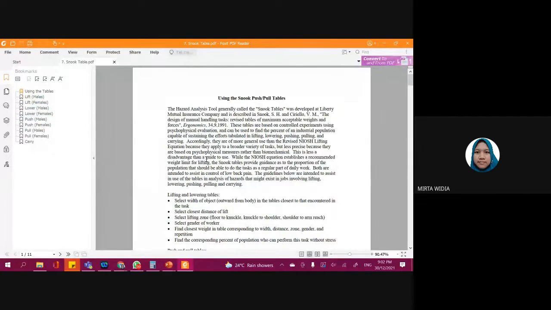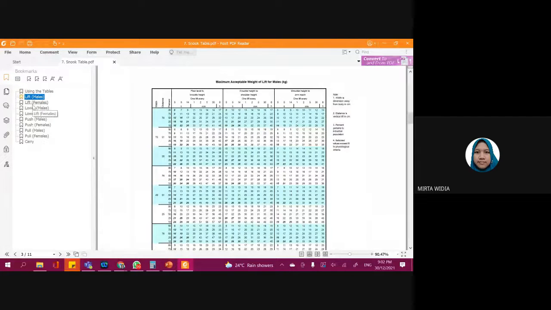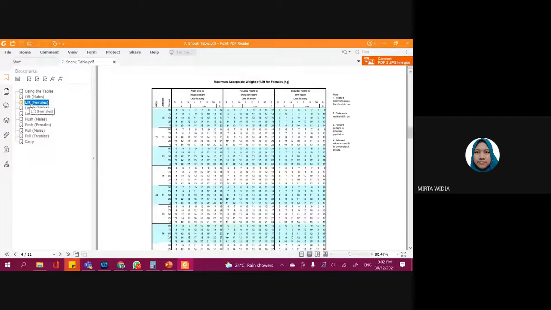I also have uploaded this form with all the different tables. There are 1, 2, 3, 4, 5, 6, 7, 8, 9. So actually for the Snook table there are 9 tables, depending on the condition and the activities. If lifting males, you need to choose the table for lifting males. If female, it will be a different table.